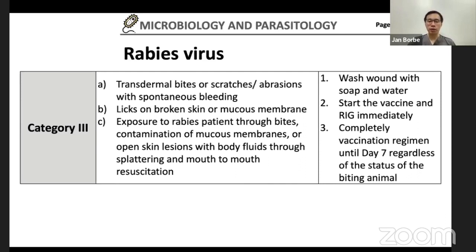So category 3: bleeding, no? Transdermal, so deep, with blood, no? So licks on broken skin or mucous membranes, or exposure or contamination of mucous membranes. Okay? So this is what I'm saying.